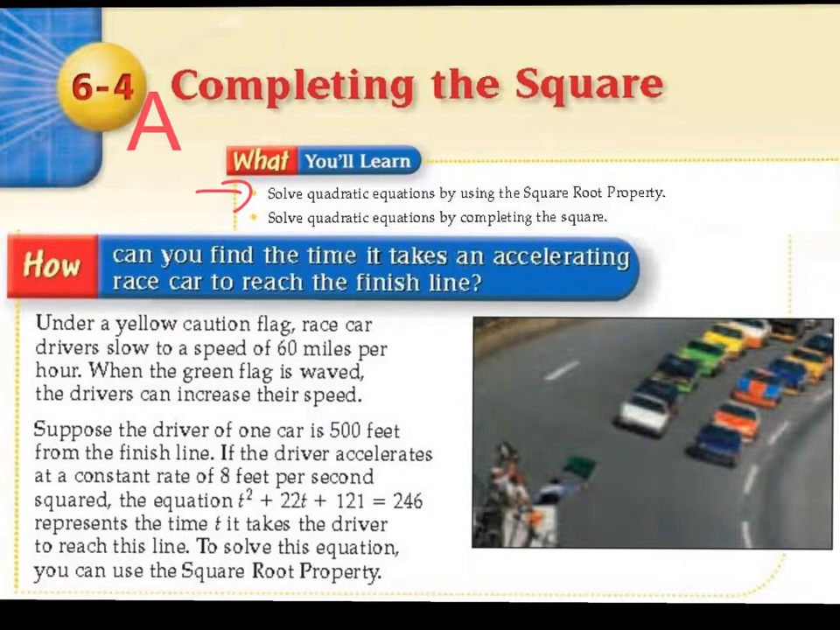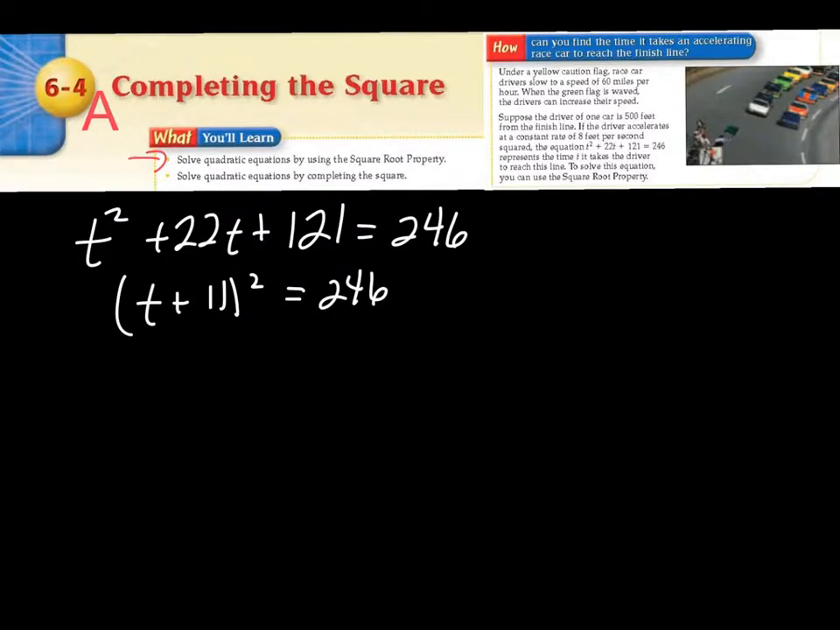If the driver accelerates at a constant rate of 8 feet per second squared, the equation t squared plus 22t plus 121 equals 246 represents the time t it takes the driver to reach this line. To solve this equation, you can use the square root property. They gave us a quadratic that was a perfect square on the left, so now I can take the square root of both sides.